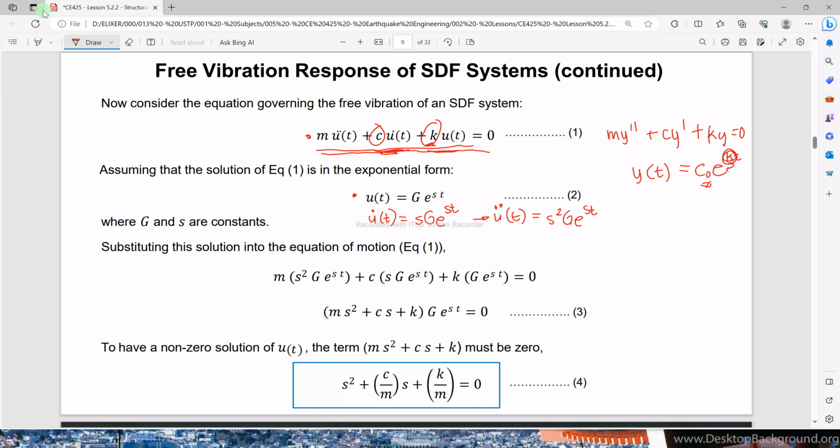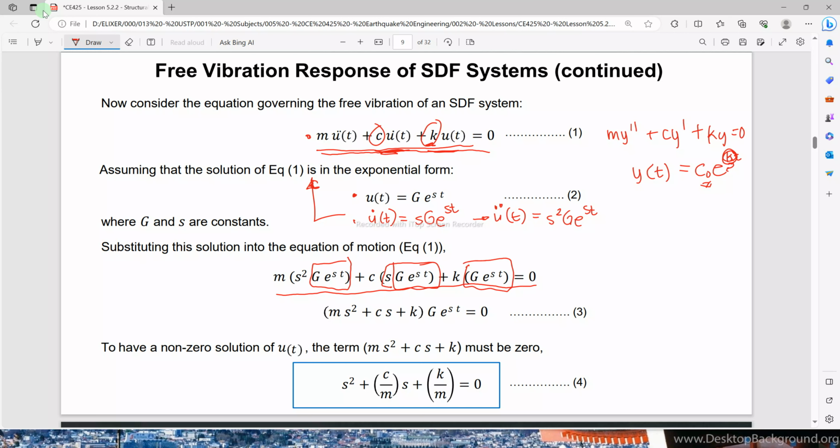Now, let's say this is our equation 2. Now, let's substitute this to that equation 1. So if we substitute, we'll arrive at this equation. It looks familiar: the superposition principle, and then we will have our auxiliary equation. So if you look, we have a common G e to the s t.